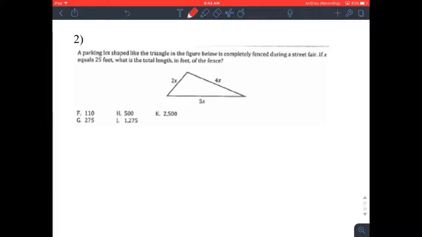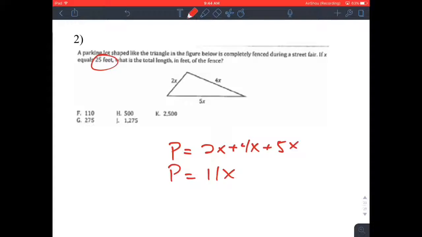Another example: a parking lot shaped like the triangle in the figure below is completely fenced in during a street fair. If x equals 25 feet, what is the total length in feet of the fence? So it's asking for perimeter. The perimeter is 2x plus 4x plus 5x, which is 11x, and then you're told that x is 25. So that means that the perimeter is going to be 275 feet. Boom.